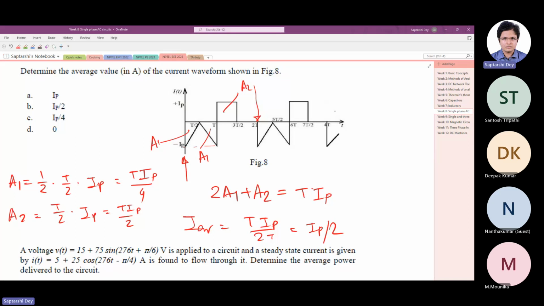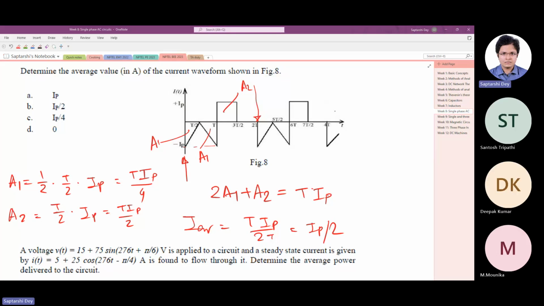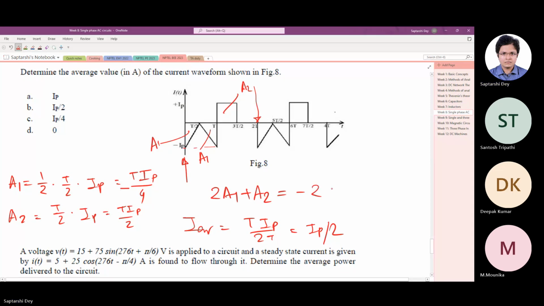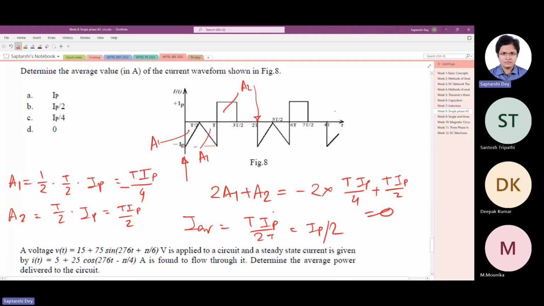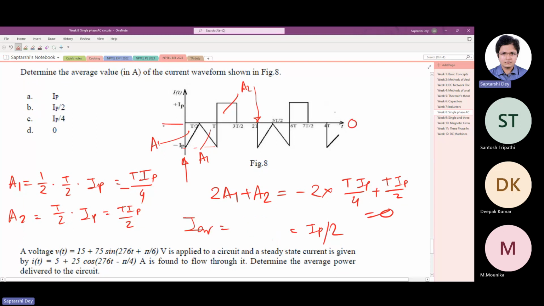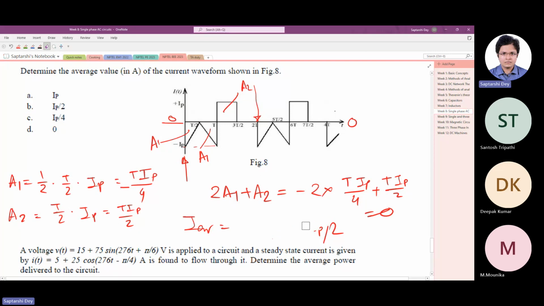No, sorry. It's average, so these are negative. A1 was negative. So what we have is minus 2 times TIP by 4 plus TIP by 2, which gives us 0. This is a 0. I missed it. So these areas have to be taken as negative. So what we have is 0.